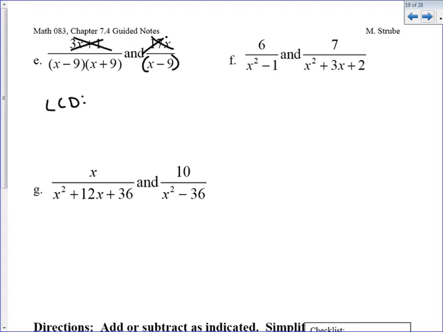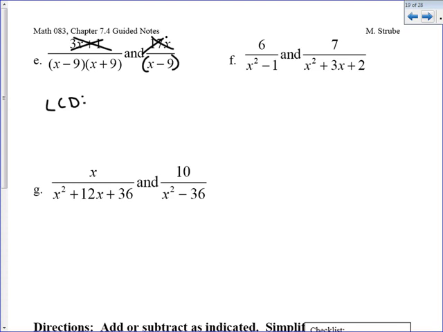Got some votes for 2. Once. Once maybe. The answer is once. So remember, we're looking on a fraction by fraction basis. So how many times do I see x minus 9 in my first fraction? In my first fraction, once. How many times do I see x minus 9 in my second fraction? Once. Which one of those is bigger? Well, they're the same this time, so 1.